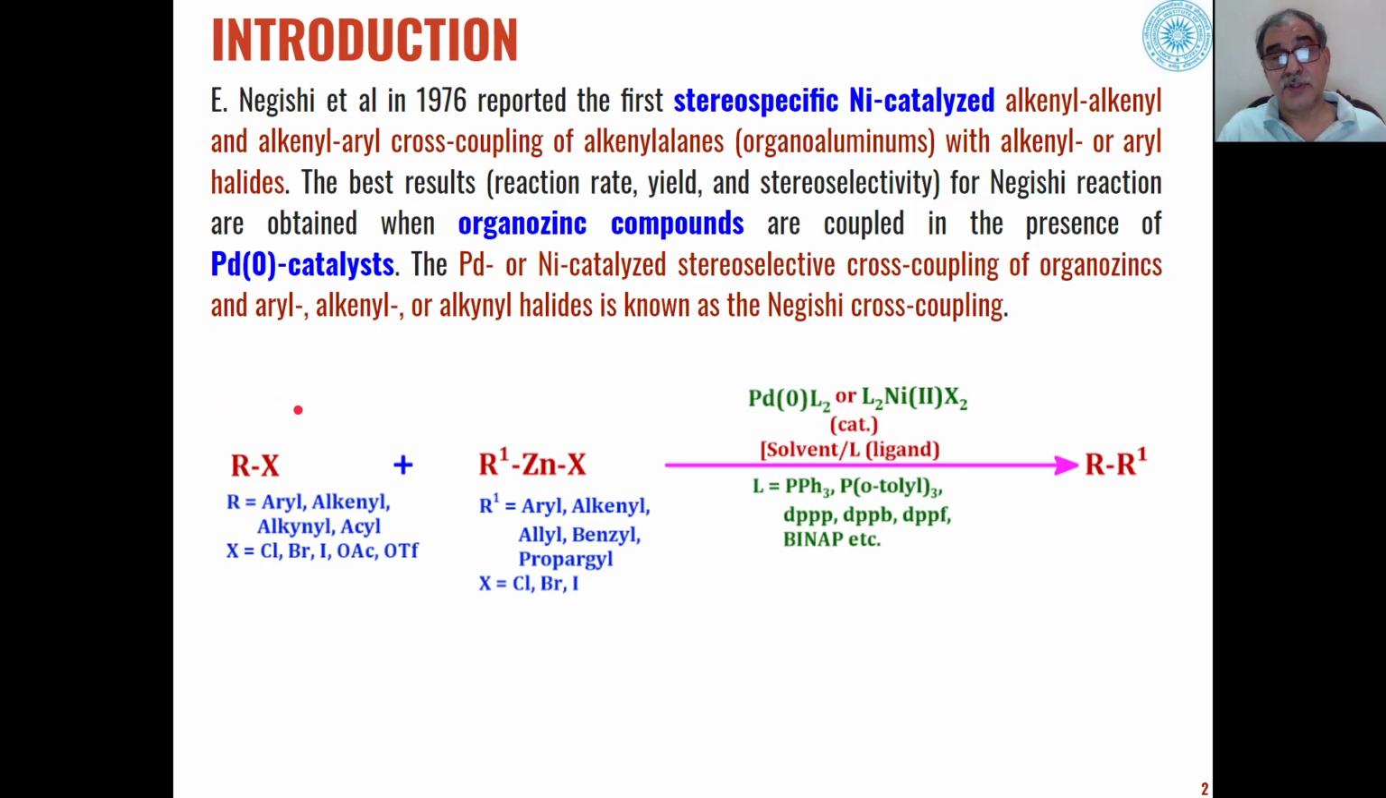kinds of organic halides ranging from aryl halides to alkynyl halides. Alkenyl halides means halides containing carbon-carbon double bond, alkynyl halides containing carbon-carbon triple bond. So all these categories of organic halides, when they are reacted with organozinc compounds in presence of either palladium or nickel catalyst, they undergo stereoselective cross-coupling reaction for the formation of a new carbon-carbon bond. And such a coupling is known as Negishi cross-coupling or simply Negishi reaction.